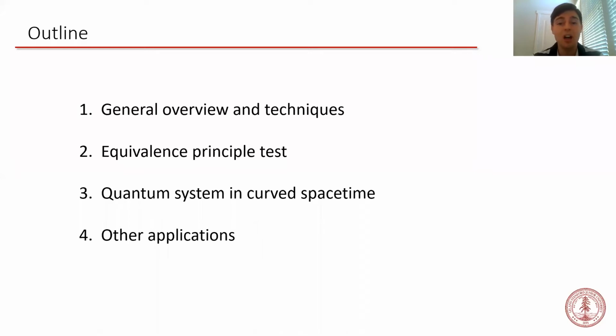And at the end of the talk, I'll introduce some other research that's happening at Stanford and at Northwestern, specifically applications of atom interferometry to tests of the gravitational inverse square law, a measurement of Newton's gravitational constant G, and the detection of gravitational waves.